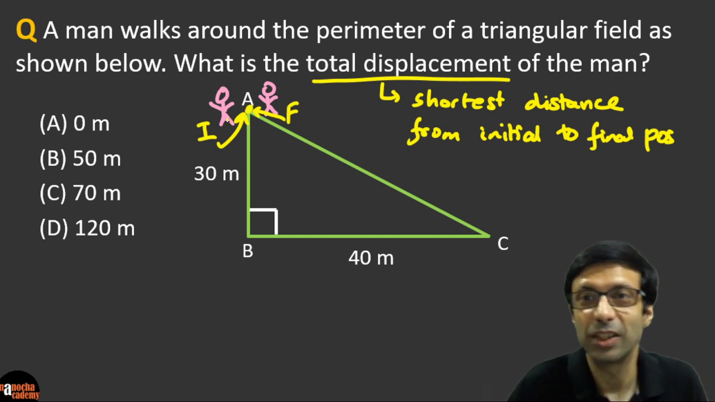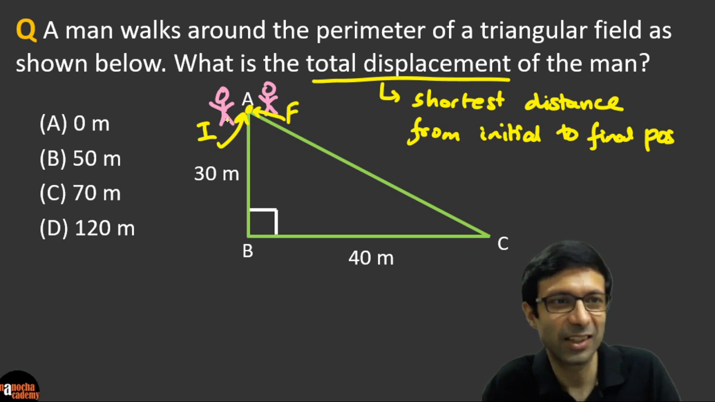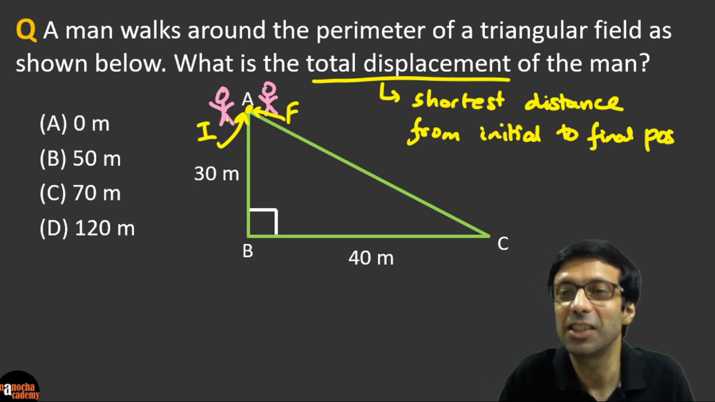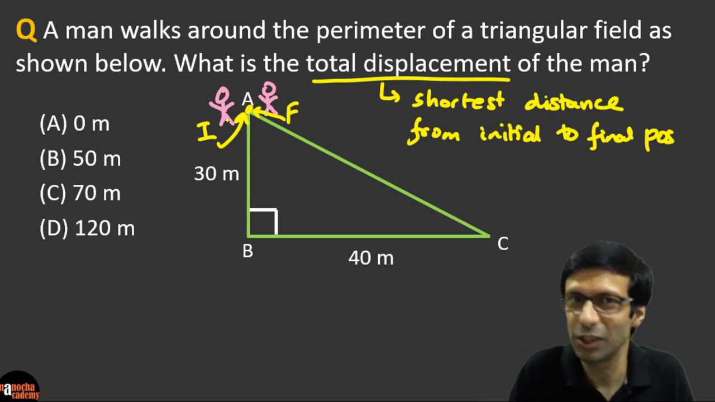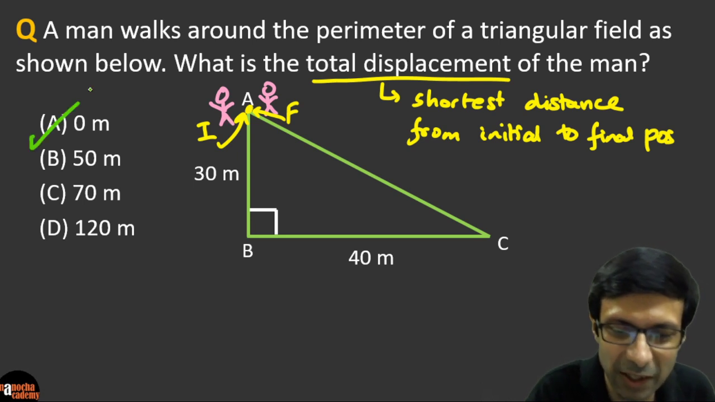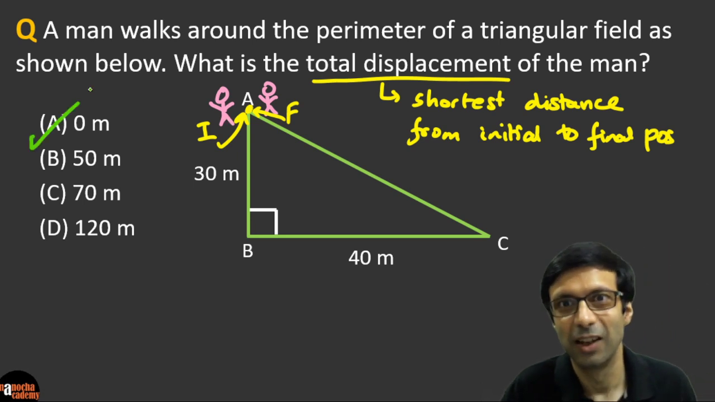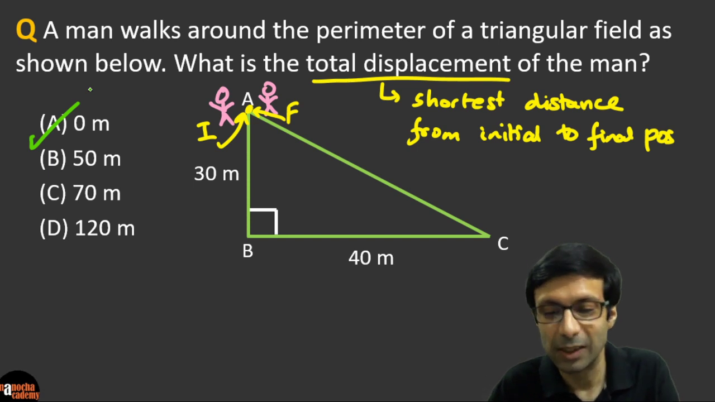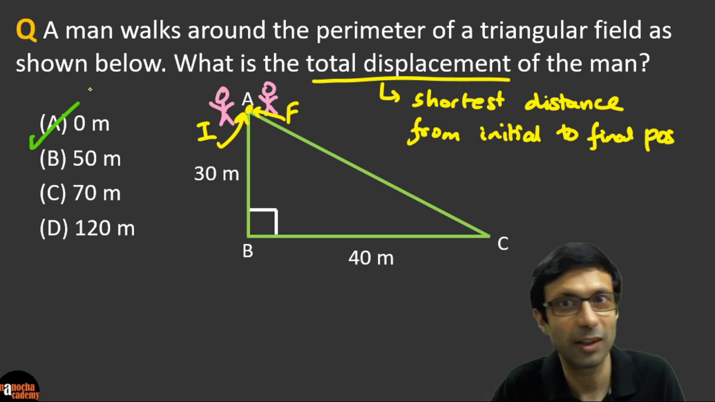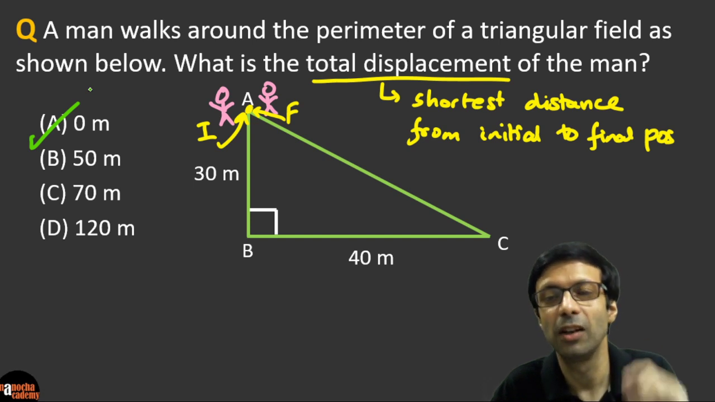Since he's come back to the same position, excellent, a lot of you got the correct answer. Since he's back to the same position, the displacement is 0, because the initial and final position are the same here. So the correct answer is 0 meters. Don't think that because it's displacement, you should quickly apply Pythagoras and find the length of CA as 50 meters. No, go by the definition.